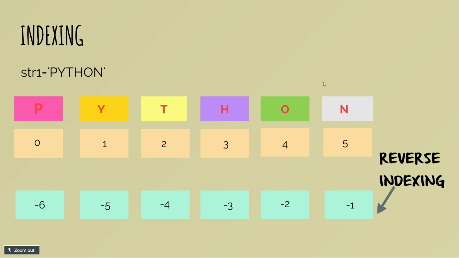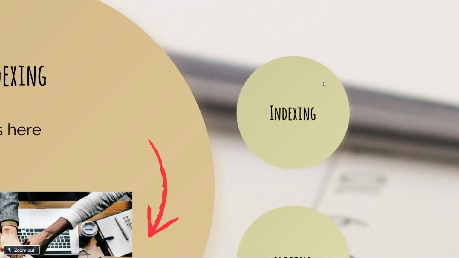Also, one more thing that makes a string so powerful is that it has reverse indexing also. So you can start indexing it from right to left. When I'm indexing from right to left, N is on -1, O is on -2, and likewise P is on -6. The point to remember over here is that when you are going for forward indexing, that is from left to right, it starts from index number 0, while reverse indexing starts from -1.